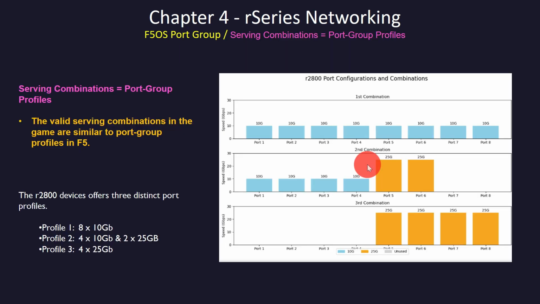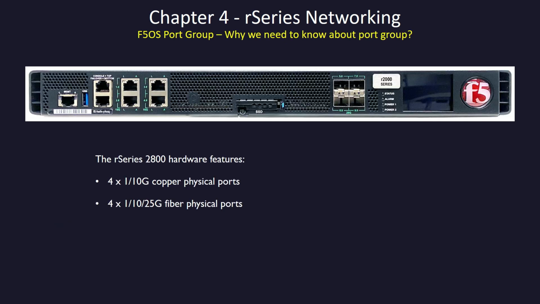Third comparison. The valid serving combinations in the game are similar to port group profiles in F5 rSeries. Let us have a look at an example to understand how this works. The rSeries 2800 hardware contains 4 × 1 gig/10 gig copper physical ports. Also, it contains 4 × 1 gig/10 gig/25 gig fiber physical ports.